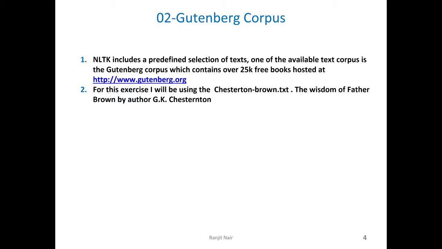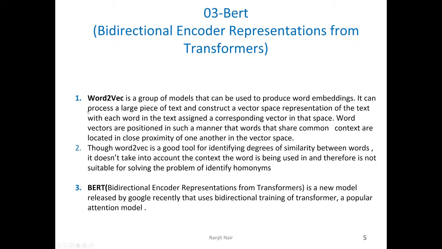Moving on, the corpus of text that I've used is sourced from NLTK Gutenberg corpus, and the particular text that I've chosen is the Chesterton-Brown text. The name of the book is The Wisdom of Father Brown by author G.K. Chesterton. The model I've used in this particular case, before I dive into that, let me briefly go over word2vec.